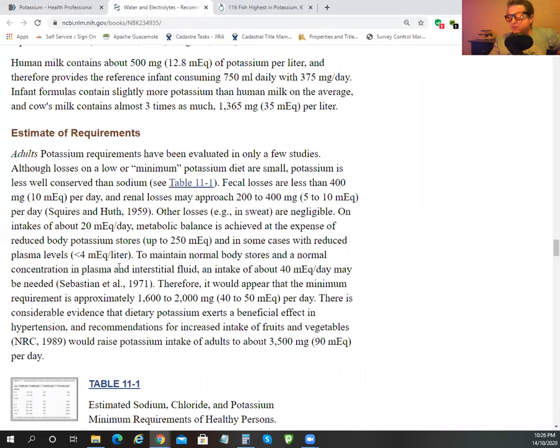Okay, estimated requirements. So potassium requirements have been evaluated.